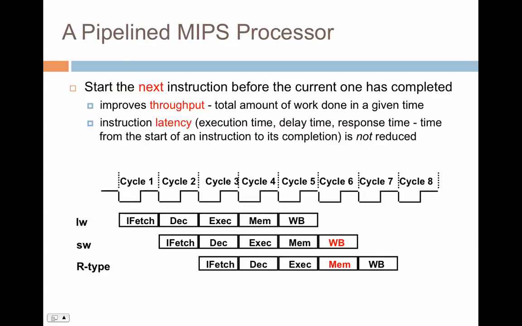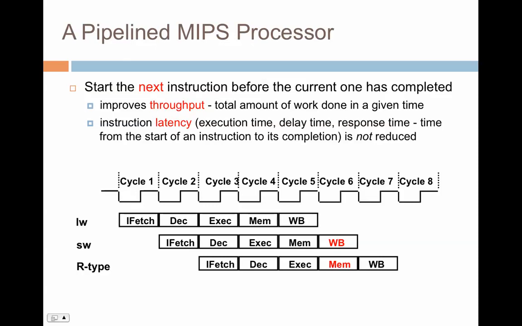In cycle 4, the load word will go to the memory, the store word goes to the execution, the R type goes to the decode. And in cycle 5, the load word completes, the write back is done, store word will do the memory write in cycle 5, and the R type is being executed. In cycle 6, the write back takes place for store word. The key thing to remember here is store word does not need a write back. Why? Because the memory write takes place in cycle 5 when memory is accessed, right?